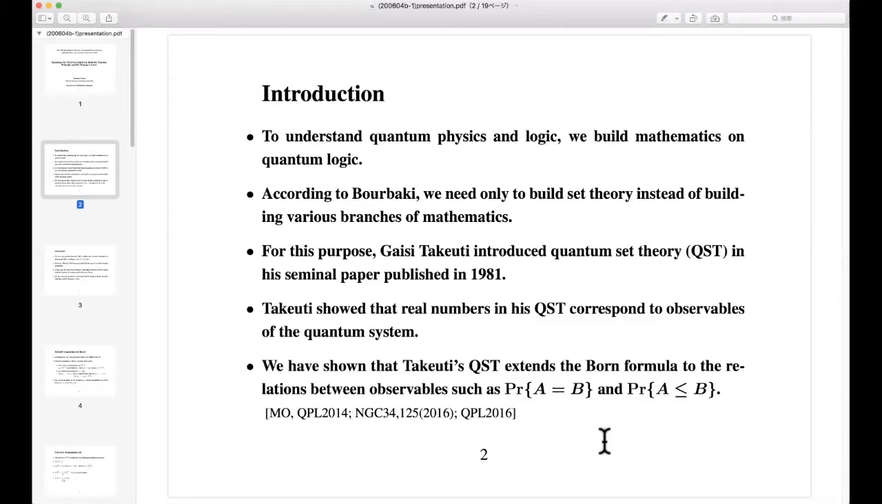We have shown that Takeuchi's quantum set theory extends the Born formula to the relations between observables, such as the probability of the equality relation and also the probability of the inequality for observables.